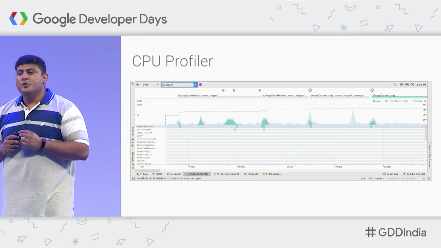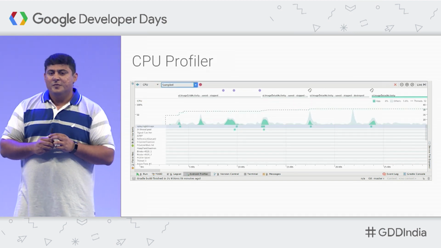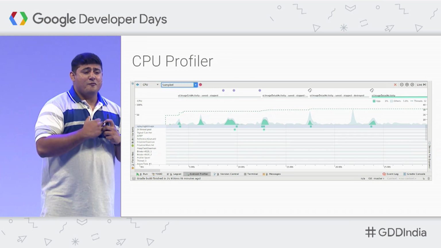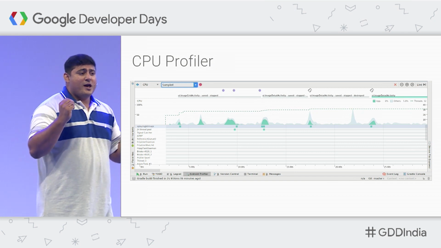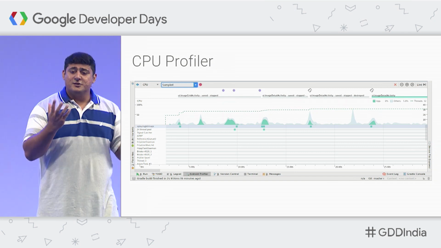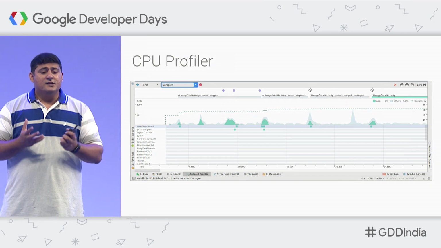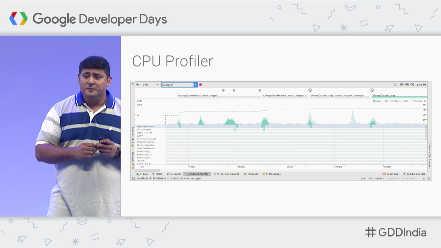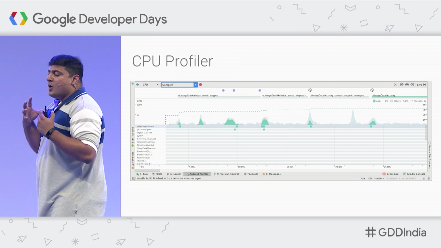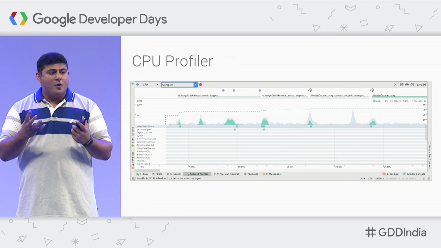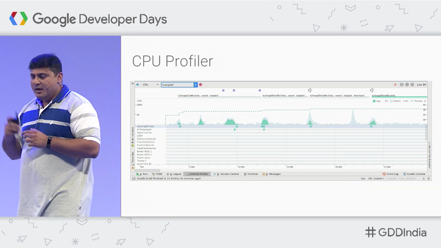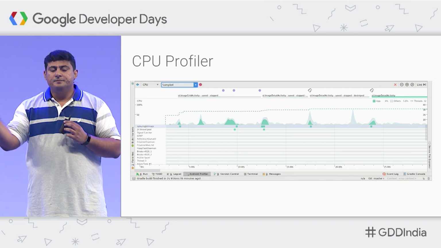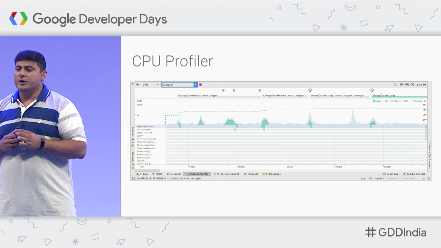Let me jump into the CPU profiler. In India, we have a varied set of devices. We have a lot of low-powered devices, too, where the processor is not as fast as the latest and greatest of devices, and people still continue to use that. You want to be able to understand how your app is performing with respect to CPU. When you click on the CPU tab, this is what gets loaded up.